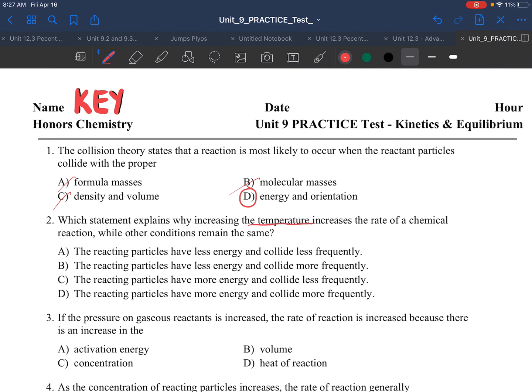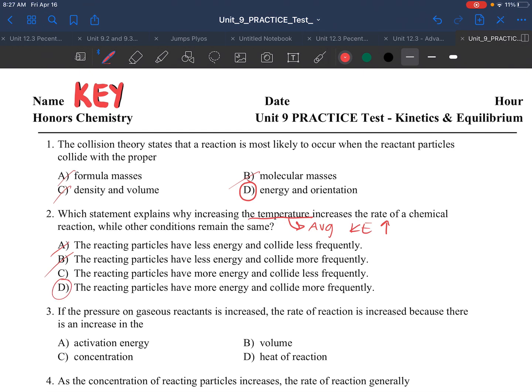Number 2, why does increasing the temperature increase the rate? Well, remember, temperature is a measure of average kinetic energy. If we increase the temperature, we increase the kinetic energy. So it can't be A or B. And the reason the rate is going to increase is because they're going to collide more frequently.